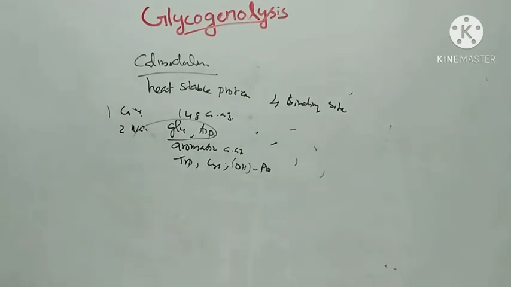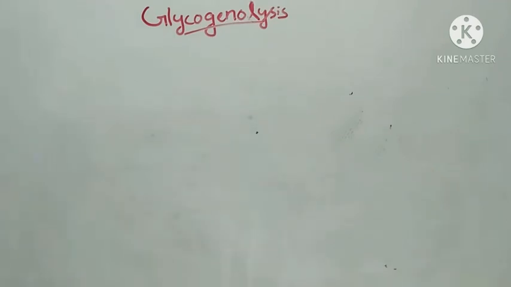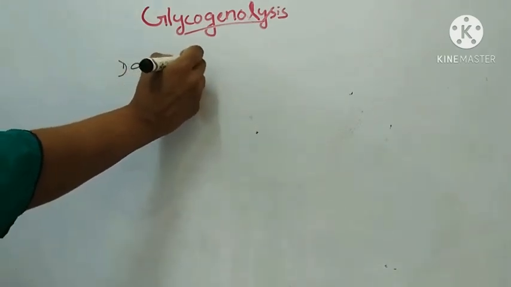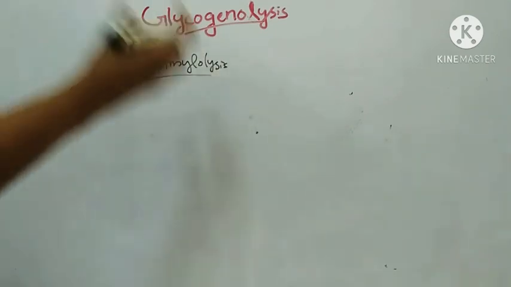Next we will see there are 2 other pathways of glycogenolysis that are independent of phosphorylase. They are gamma amylolysis and alpha amylolysis. First one is alpha amylolysis. These 2 are independent of phosphorylase action.